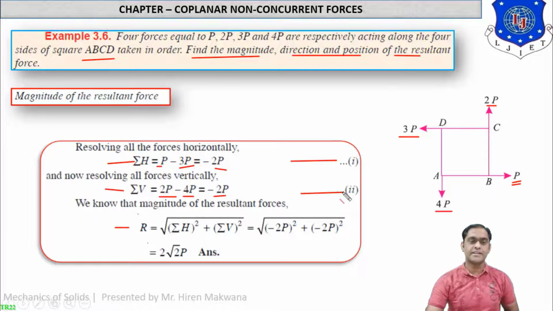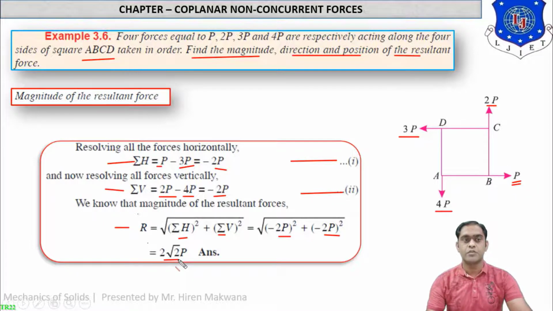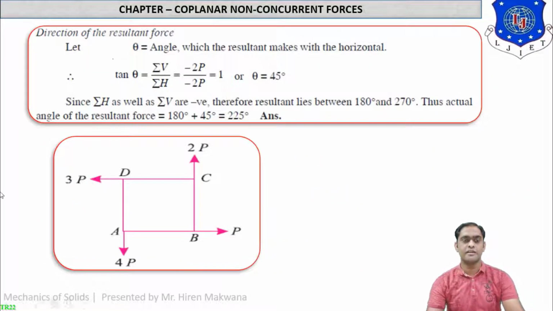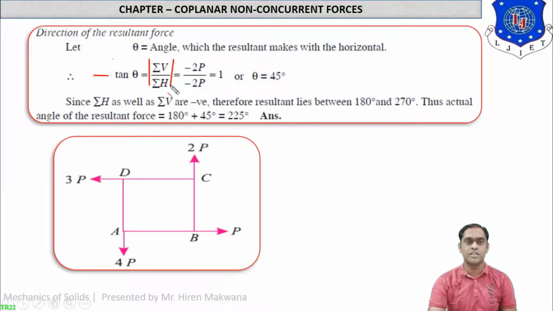So finding the resultant as under root of sigma h square plus sigma v square, we will get minus 2p square plus minus 2p square. Answer is 2 root 2p is the resultant of our force system. So hope this is very clear to you rather than the triangle. Okay, for the triangle you have to understand the geometry very well, the angles very well, and the components very well. Let us see what happens with the direction and position of the resultant. For the direction, we know the formula of theta. What is theta actually? In the first chapter, tan theta is equal to mod of sigma v upon sigma h.